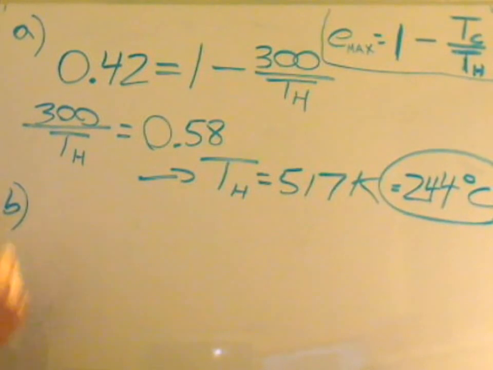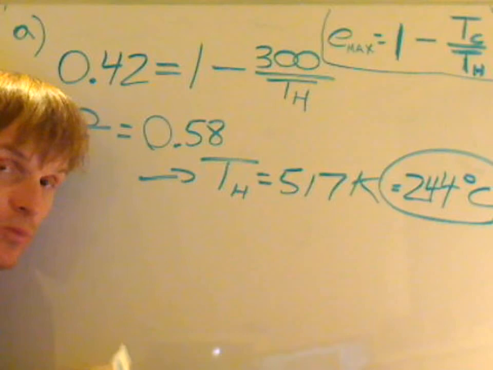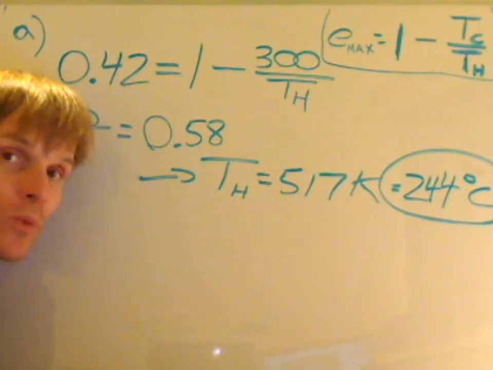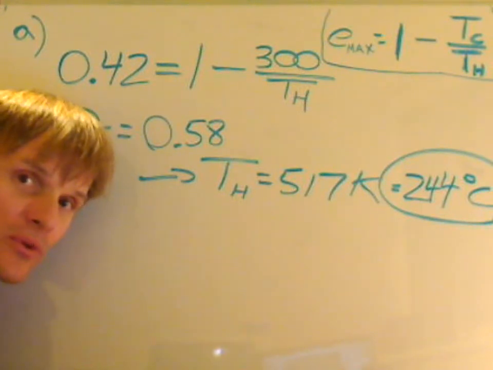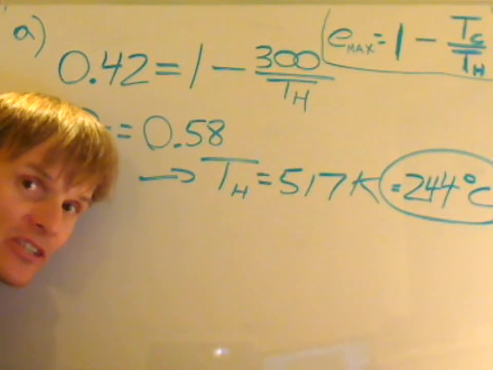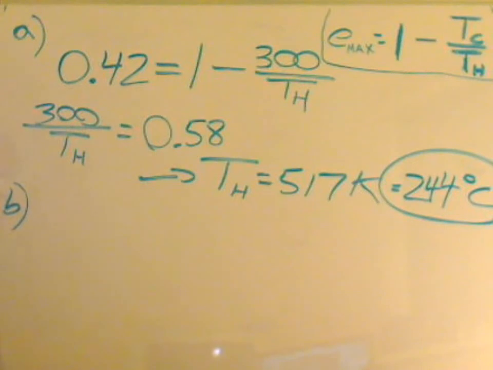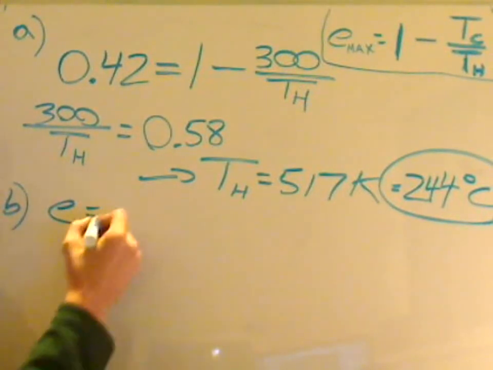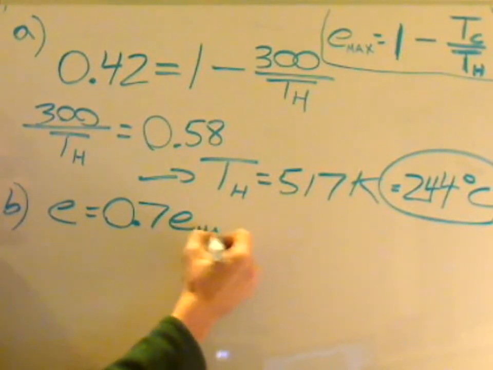Now, in part B, we're told this is no longer a maximum efficiency engine. It's one that operates at 70% of maximum efficiency. And that's typically, in the real world, about as good as it gets. Really, if you improve your design to its maximum extent, the best you're going to do is 70% of that maximum efficiency. So we're told our efficiency is 70% of the maximum efficiency.